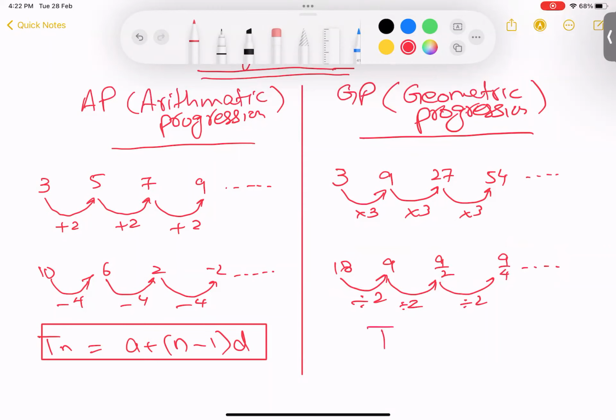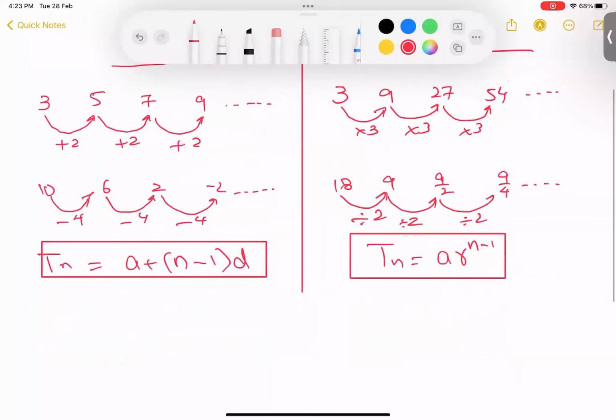And a special formula for it is Tn is equal to a times r to the power n minus 1. That's it. Now I'm going to show you how to use it. So I need full attention here from you. Okay, so this is the AP and GP concept. Now let's start some examples.